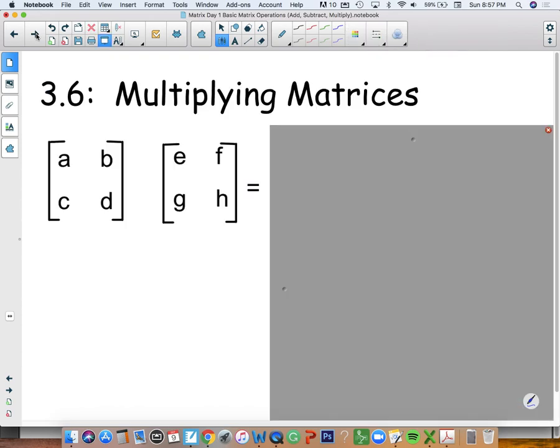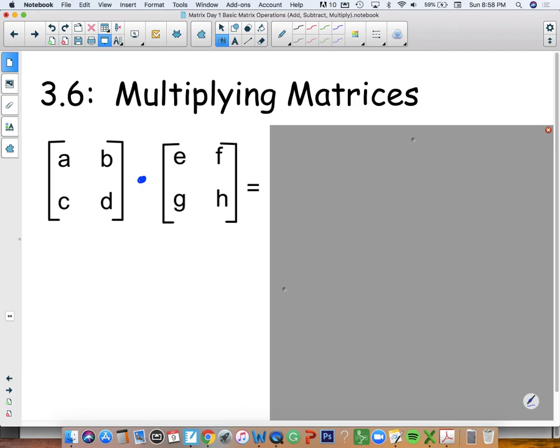So multiplying matrices. Please write these 2 matrices down. We are multiplying, so I'm going to put a little dot in there, like multiplication. Okay, I think you can also call this dot product. That's what they call it for matrices. We're just going to call it multiplication for now. So we have A, B, C, D in one matrix, E, F, G, H in another matrix.